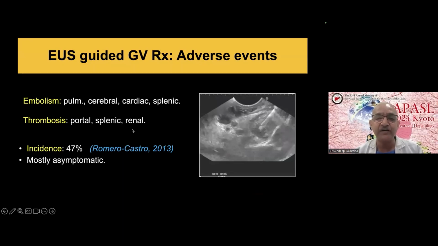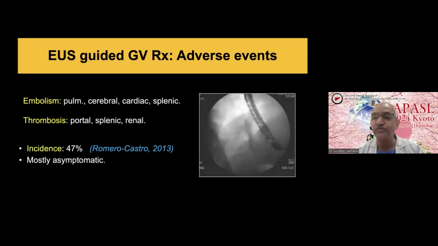And hence, if large varices are there, then it is advisable to use coil first and then subsequently glue. The embolisms can occur in any circulation, and even thrombosis of the veins can occur. In one of the earlier publications, it was reported that about 47% of the patients, when only glue is used, have embolism.